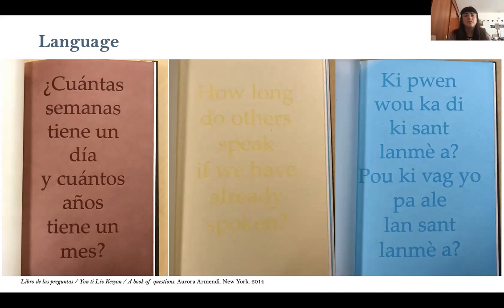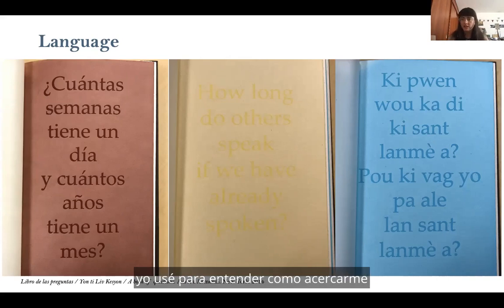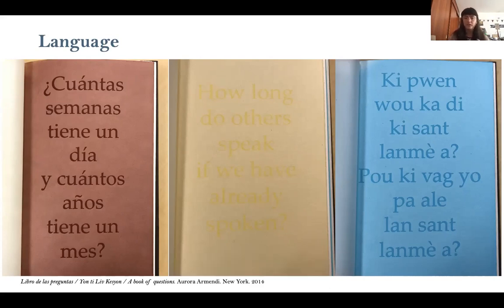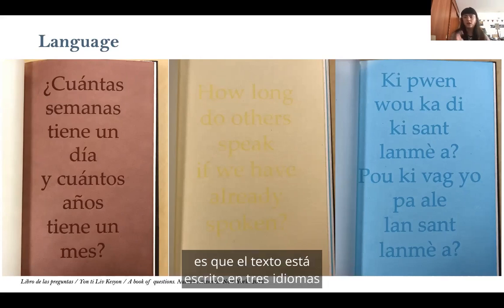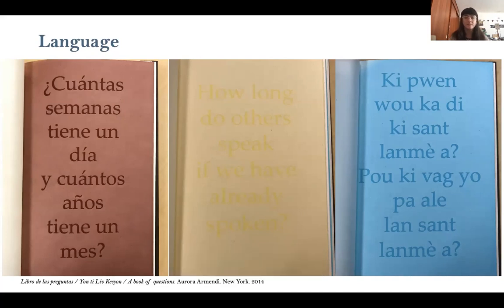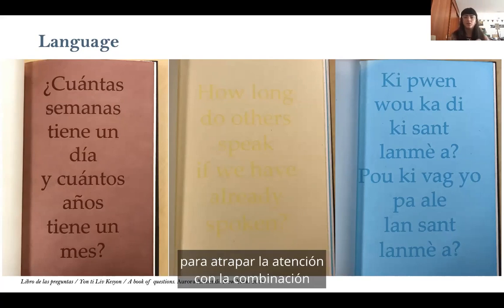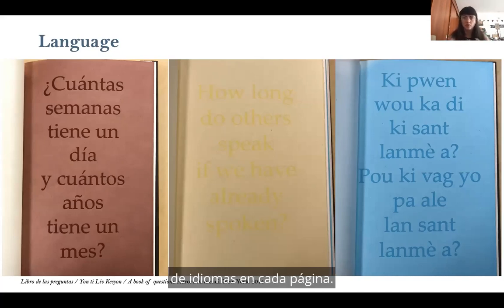These are examples of books that I used to understand how I could approach multilingual writing in my artist books. This is the first one. It's called Libro de las Preguntas, or A Book of Questions, by Aurora Armendi. It was printed in New York in 2014. What's interesting about this book is that all the text is written in three languages and repeated, but in different parts of the page, to catch the attention with the combinations of languages in each page.